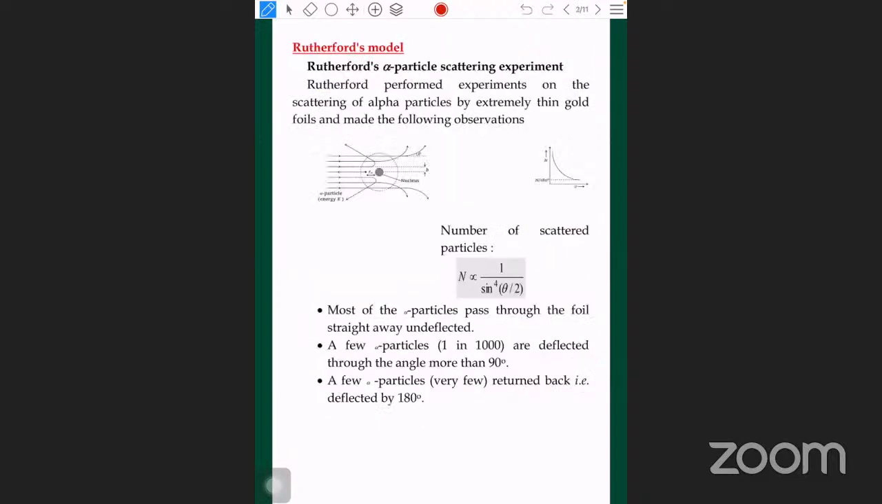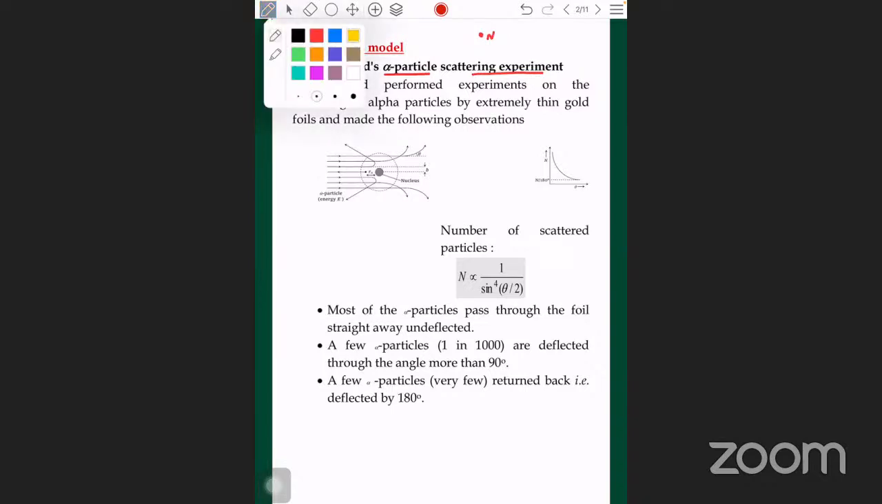So in order to correct this, another scientist called Rutherford explained the structure of the atom by considering the alpha scattering experiment. What does this alpha scattering experiment tell? Look at this. He has considered an atom. According to Rutherford, the entire mass of the atom is concentrated at the center. The entire mass is not uniformly distributed. The entire mass of the atom is concentrated at the center. That is called the nucleus.